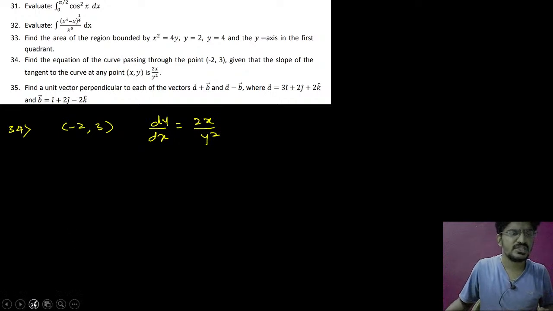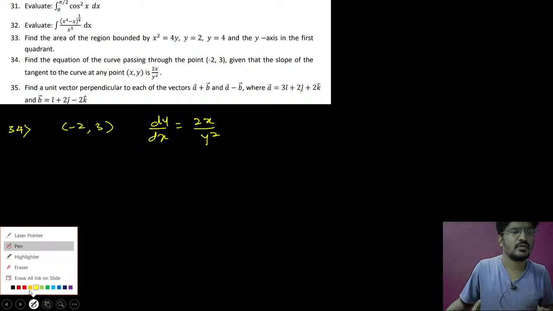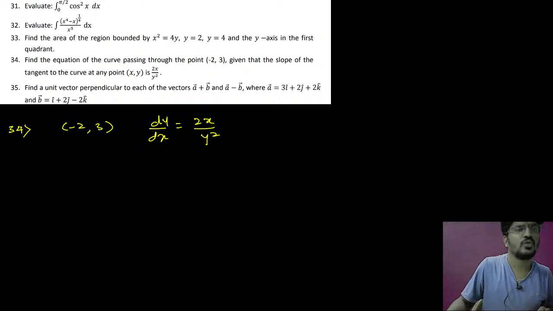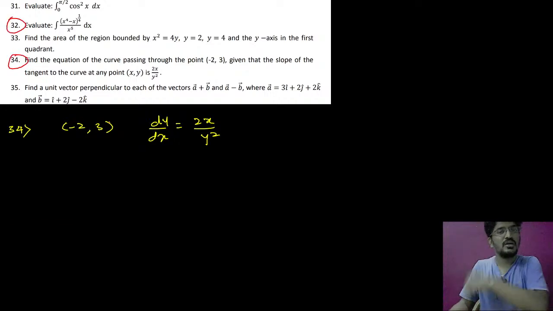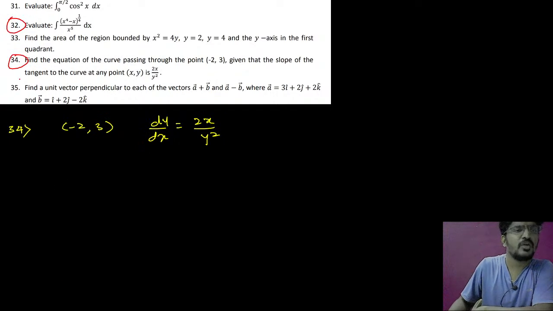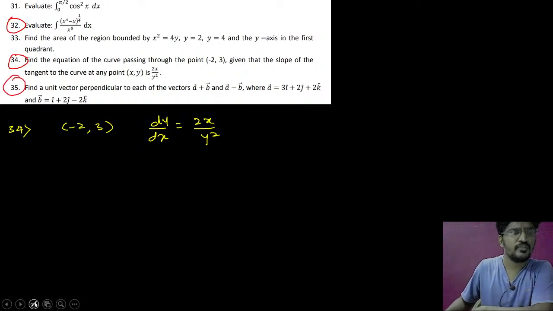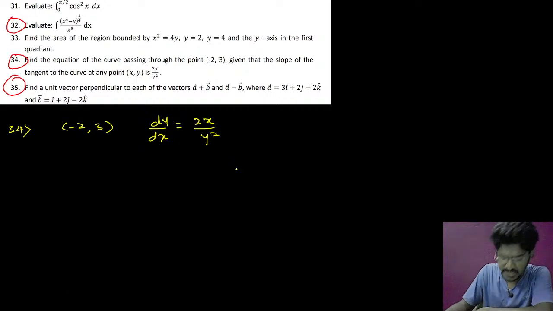Okay, so in this slide we have 2 repeated problems. In the morning I think we had 5 or 6. So here we have 2: problem number 34 and problem number 32. Okay, I think problem number 35 is also repeated. Okay, 34, you just see.